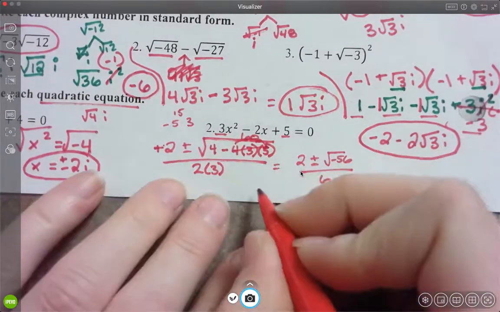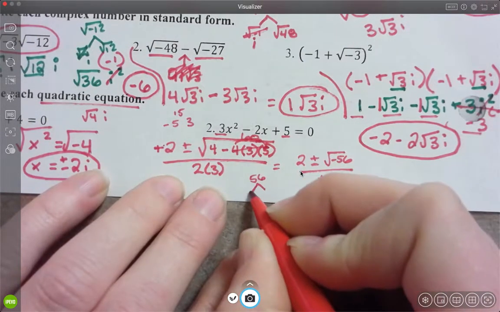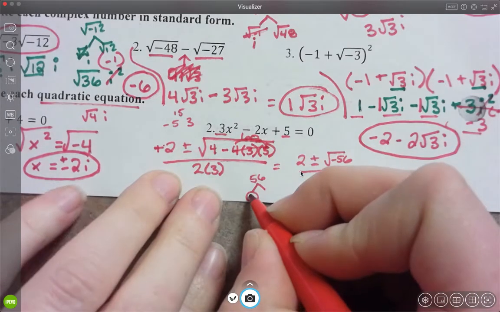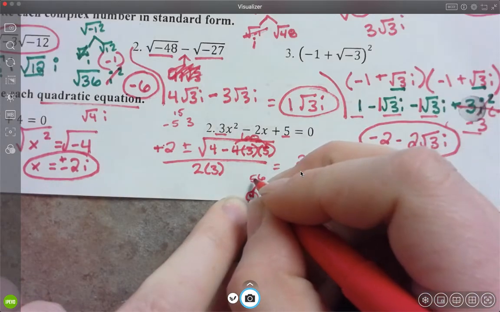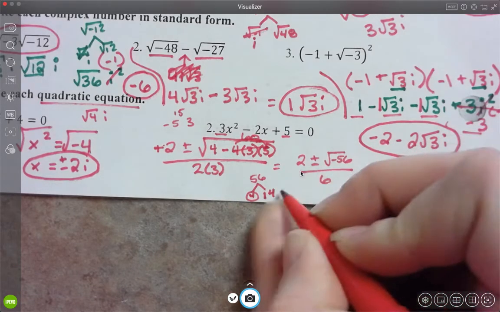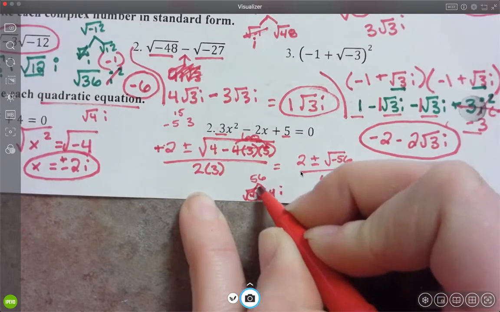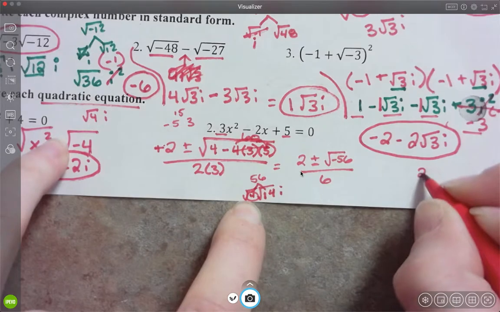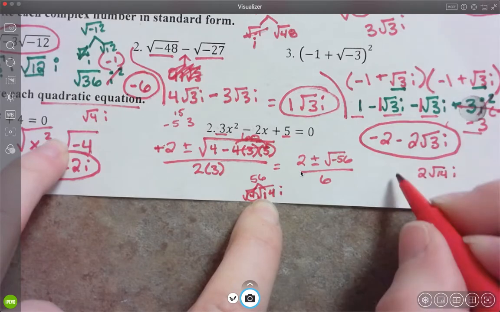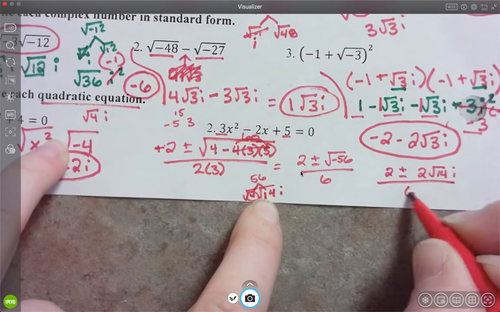Okay, so I'm going to take 56 and break it down because we know it's going to be an i. 56. What's under 56 that I can take the square root of? 4 for sure. I think 4 and 14 maybe is all. 4 goes in there. Yeah, 4 and 14 I think is all I can do, because 14 then won't break down anymore. So this will have an i at the end of it. If I do the square root of 4, that's going to be 2. And the square root of 14, and I'm going to put an i after it. Okay. Then I've got 2 plus and minus in the front and 6 behind it.